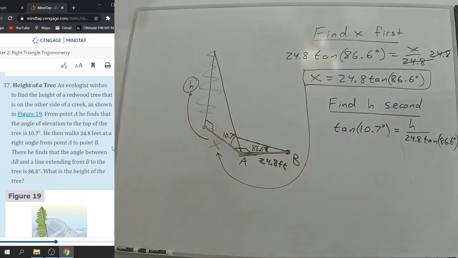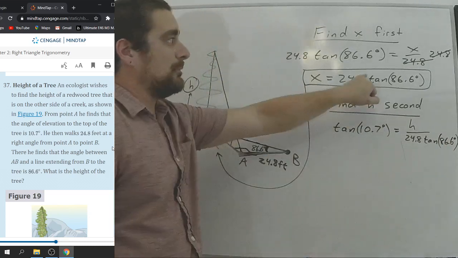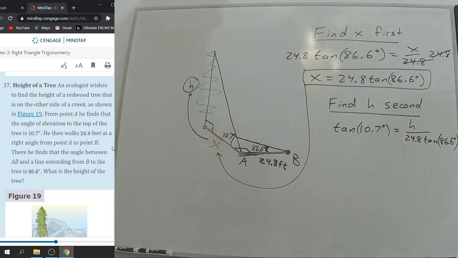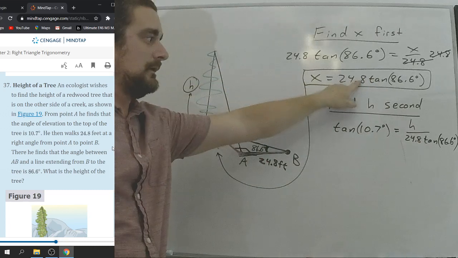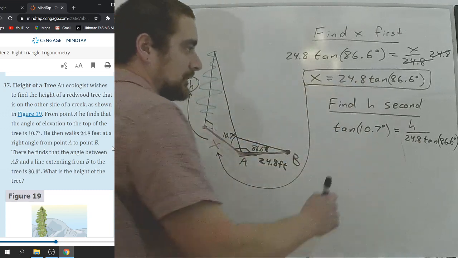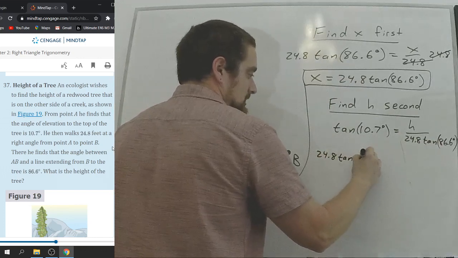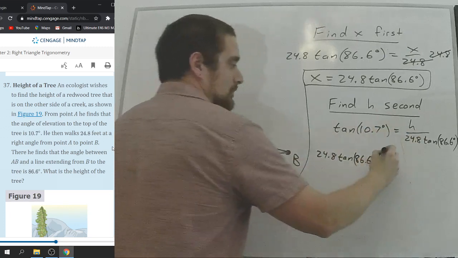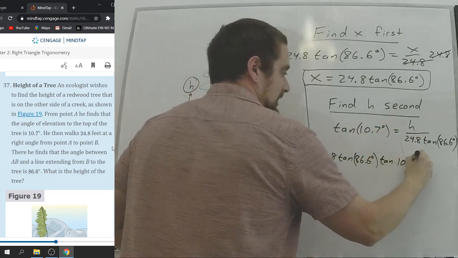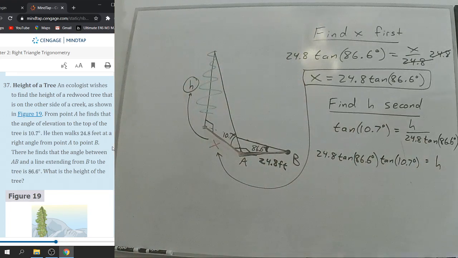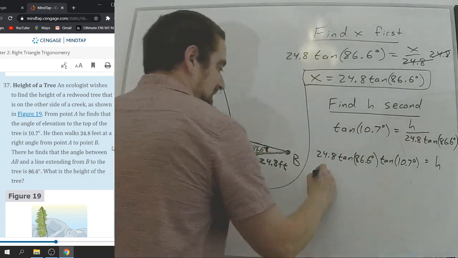So again, I'm just waiting to put it all in the calculator once rather than have to pick up the calculator twice. If you approximate this and then use the approximation in your calculation, you'll be so close it's not even going to make a difference. The more decimals you keep, the closer you'll get. But to not really mess anything up, I'll keep that exact value, 24.8 tangent 86.6 degrees. Multiply that on both sides so that the left-hand side becomes everything in terms of 24.8 times tangent 86.6 degrees times tangent 10.7 degrees. All I have left is h.